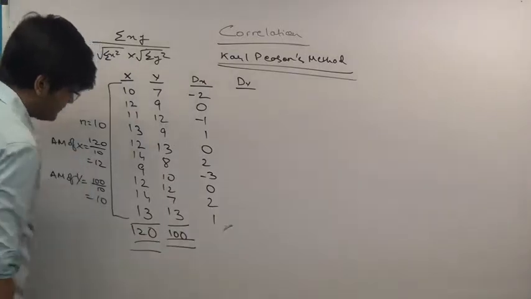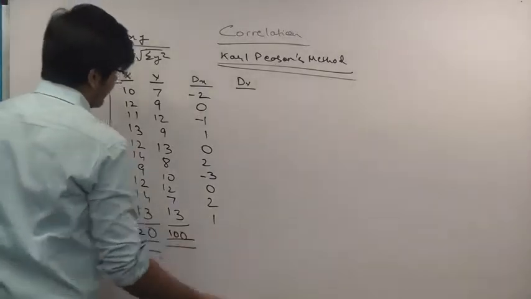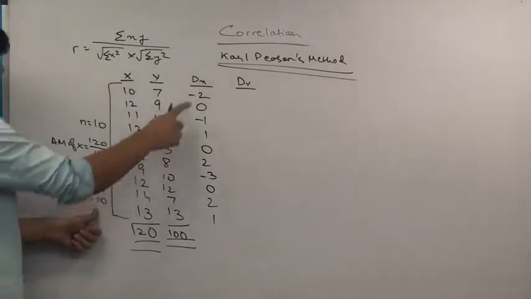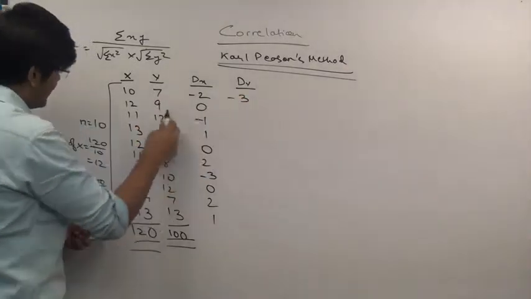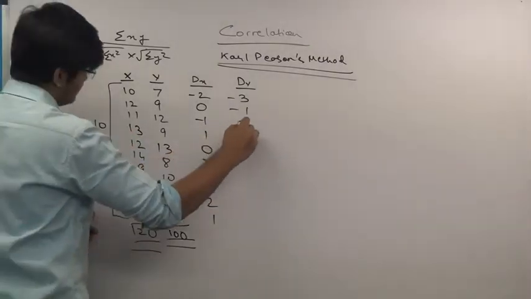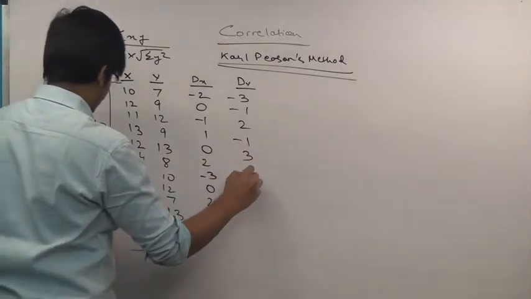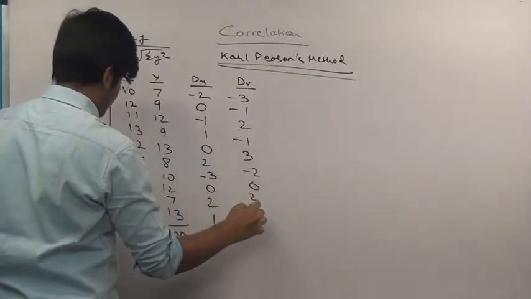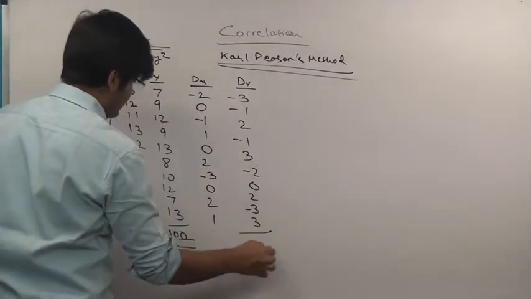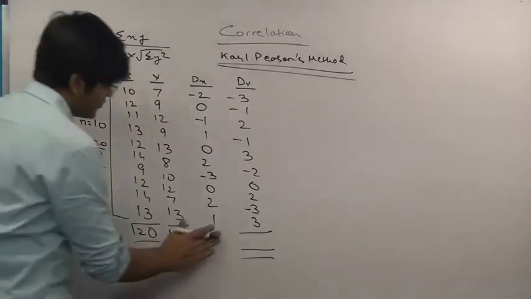The total of this we'll see, it is not required. X individually is not required, total not required. Start off with Y. The arithmetic mean of Y was 10. 7 minus 10 is minus 3, 9 minus 10 is minus 1. So for x and y, again this total will not be required.